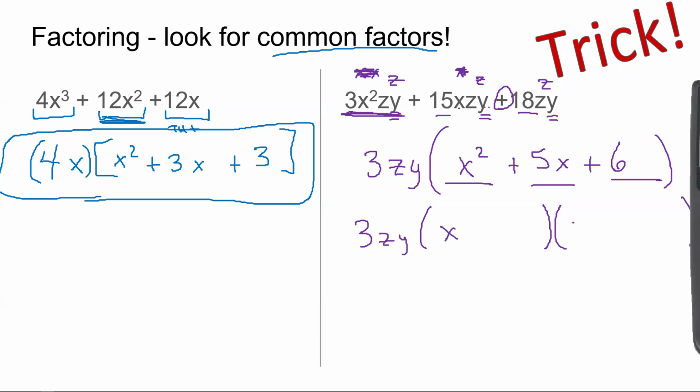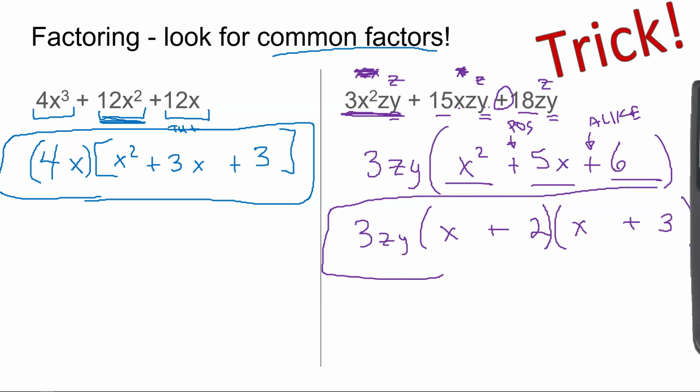Let's try an x times an x and a 2 and a 3. And the signs are alike, and they're both positive. So that would be plus 2, plus 3. Sure enough, that breaks down. And so that's one step farther than we were able to take that last time. Sometimes you get lucky, sometimes you don't, but knowing when to stop is important, right? Art is knowing when to stop.